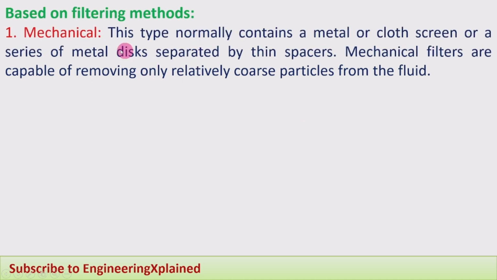The first method is mechanical. This type normally contains a metal or cloth screen or a series of metal discs separated by thin spacers. Mechanical filters are capable of removing only relatively coarse particles from the fluid. Smaller size particles are not removed by this system; only the coarse particles are removed by mechanical filters.